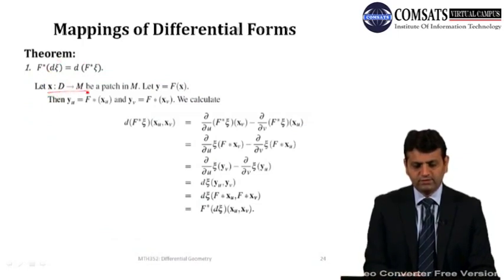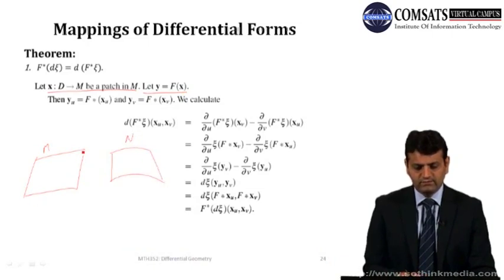So let x from D to M be a patch in M, and y is equal to f of x. So basically let M be a surface and let N be another surface, and f is a map between them, and we have a patch from some open set to this surface M, and let's say this is the patch x of D, and let y is equal to f of x. So basically this is the y, and it will take points of x of D to some points of N.